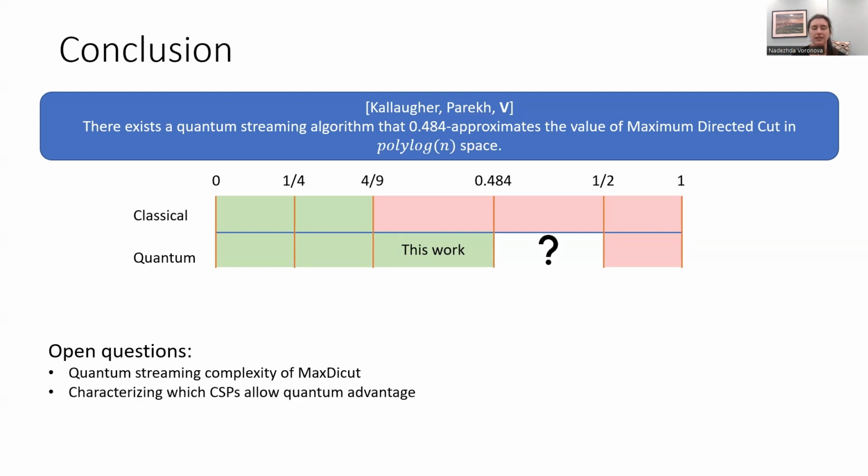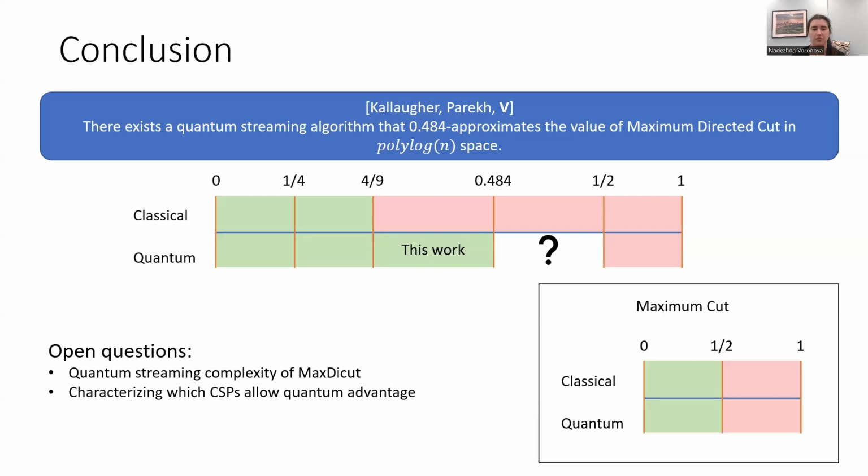The second one is to characterize which CSPs allow quantum advantage and which do not. We show that maximum directed cut allows exponential quantum streaming advantage, while an undirected version of this problem, maximum cut, does not allow any quantum advantage whatsoever. How can we characterize which CSPs allow some quantum advantage and exponential quantum advantage and which do not?